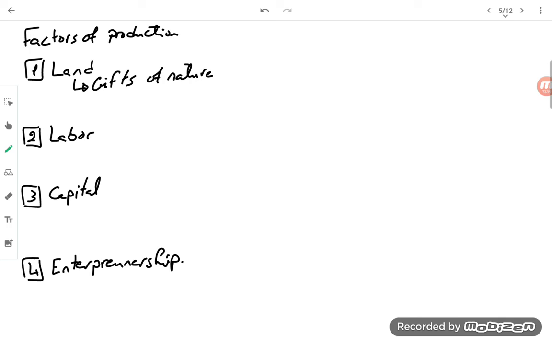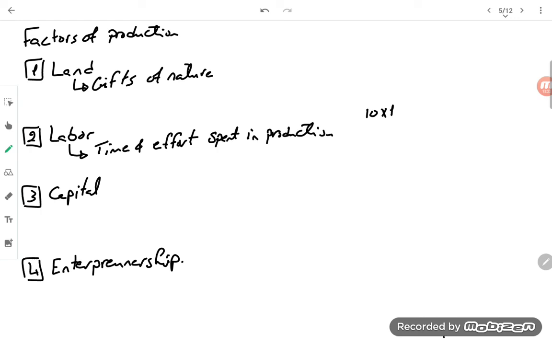What about labor? Labor means time and effort spent in production. So here we are not going to talk about labor as the number of workers. No, it's about time and effort. Maybe we have 10 workers, each one of them would like to work for 1 hour. So here it is 10. And maybe we have only one worker, but he is working for 10 hours. So it is the same, it's 10. So labor is time and effort spent in production regardless of the number of workers working actually.